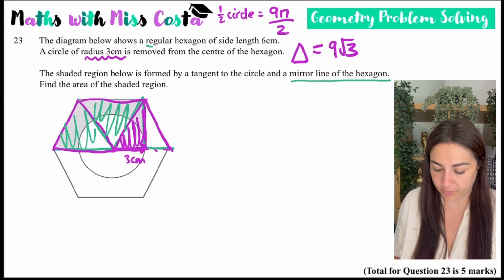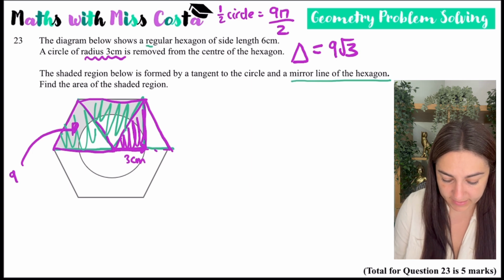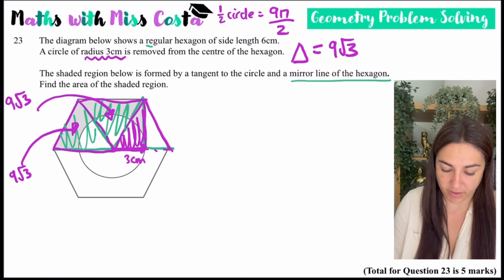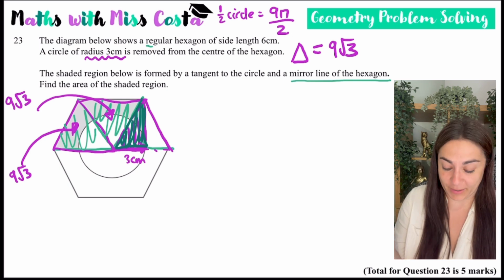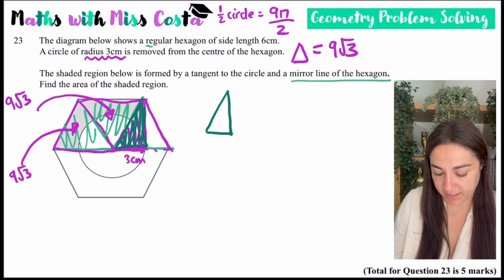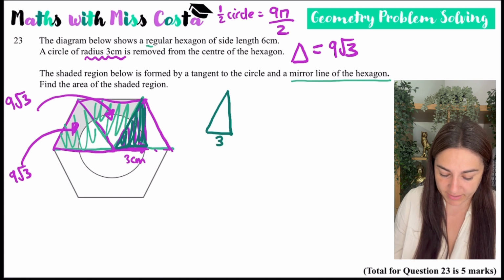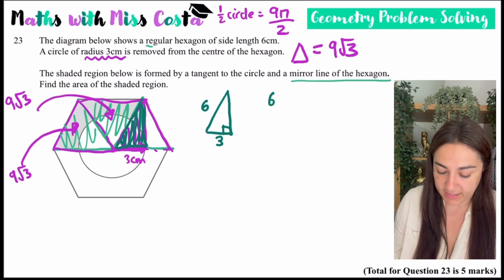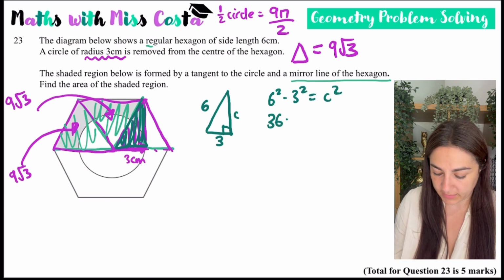And then I have the final little bit here. So this area here is 9 root 3. This area here is 9 root 3. And I'm now going to try and work out this area here. So you could just halve one of the triangles, but just in case you didn't pick that up, we know that this length here is 3. We know that this length here is 6. So we could use Pythagoras to figure out what this length here must be. So we've got 6 squared, take 3 squared is here, c squared. So 36 take 9 is 27. So therefore c is going to be the square root of 27.